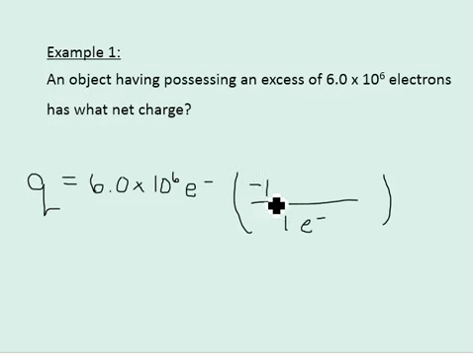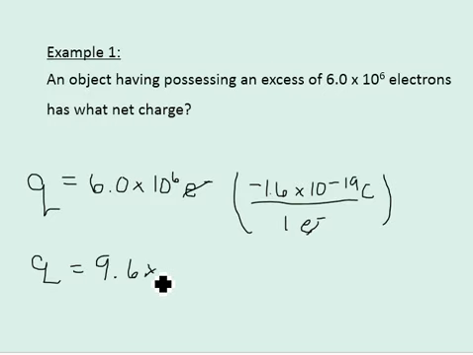has that charge of negative 1.6 times 10 to the negative 19th coulombs, which means that our net charge on our object would be 9.6 times 10 to the negative 13th coulombs, negative. Don't forget that, because we're talking about excess electrons.